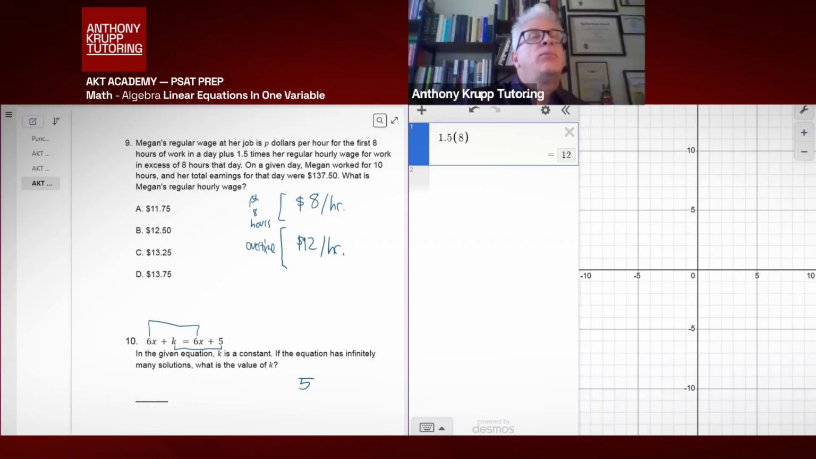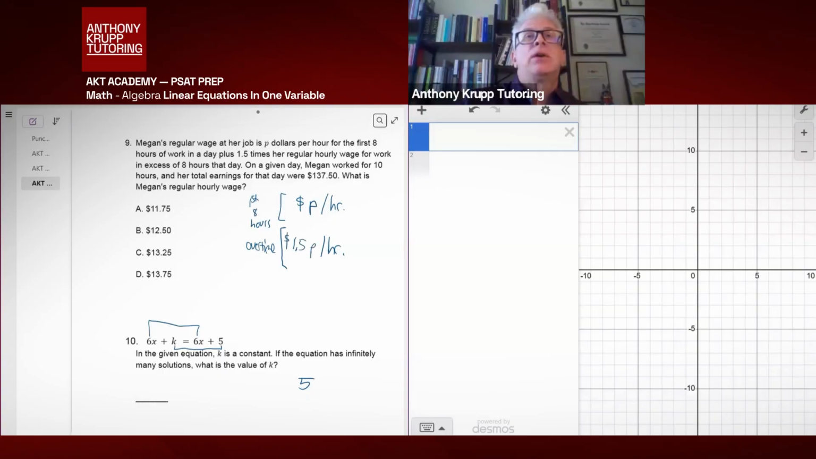I need more caffeine. Notice what just happened to me, and this may happen to you. How many of you caught the error? This could happen to you. So it's okay. Just be able to catch yourself. It says P dollars per hour, right? Her regular wage is P dollars per hour for the first 8 hours, plus 1.5 times that, 1.5 times P.